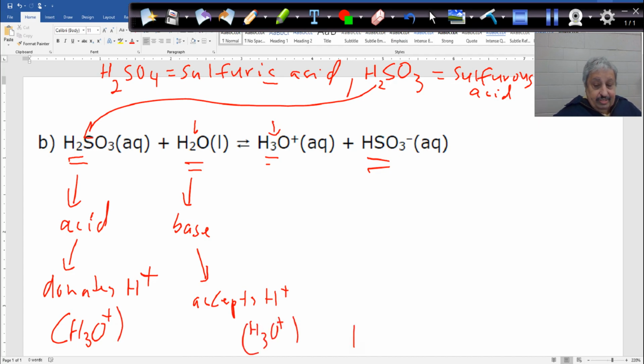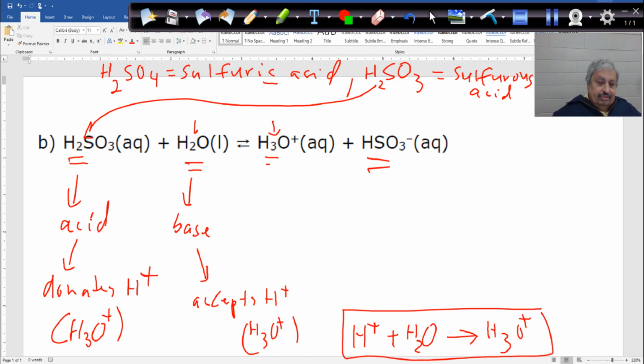And I told you H plus does not exist, it's not present inside the solution. It associates with H2O to give you H3O plus. But just for the sake of simplicity we put H plus, but really it's the hydronium ion, because as soon as H plus is formed, it associates with H2O to give you H3O plus. This is present in solution.